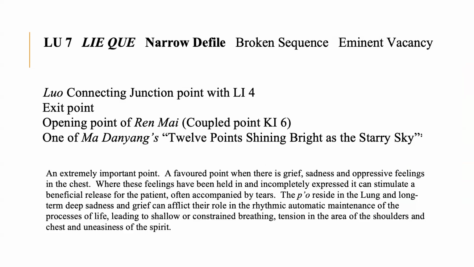Lung 7 is a luo connecting junction point with LI4, an exit point, an opening point of the Renmai coupled with Kidney 6, and one of Ma Danyang's 12 points shining bright as the starry sky. This point is an extremely important point, a favored point when there is grief, sadness, and oppressive feelings in the chest, where these feelings have been held in and incompletely expressed.